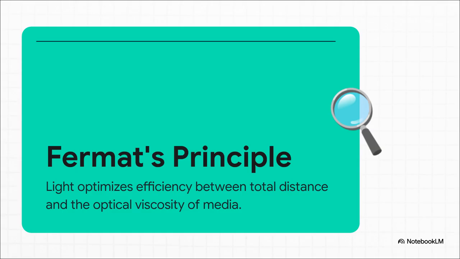It follows Fermat's principle of least time. Light inherently optimizes its path efficiency. It finds the absolute perfect compromise between the total physical distance traveled and the optical viscosity of the media. It's truly a beautiful phenomenon. Back in the 17th century, Pierre de Fermat predicted this optimization tendency. Basically, light will bend just enough to make its overall travel time as short as humanly possible.